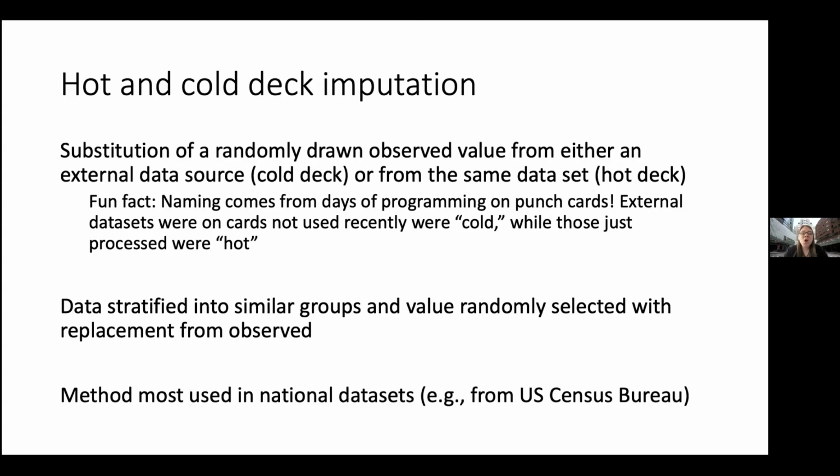So for this, we stratify our data into those similar groups like I talked about with the weighting, so our values in each group, missing and observed, are similar. And then we would select one of the values with replacement from the observed, and that's what we would use as the imputation. Interestingly enough, this is actually the method that is most commonly used in some of these large national data sets, for example, from the US Census Bureau. Those like American Community Survey data sets, for example, usually use hot deck imputation.